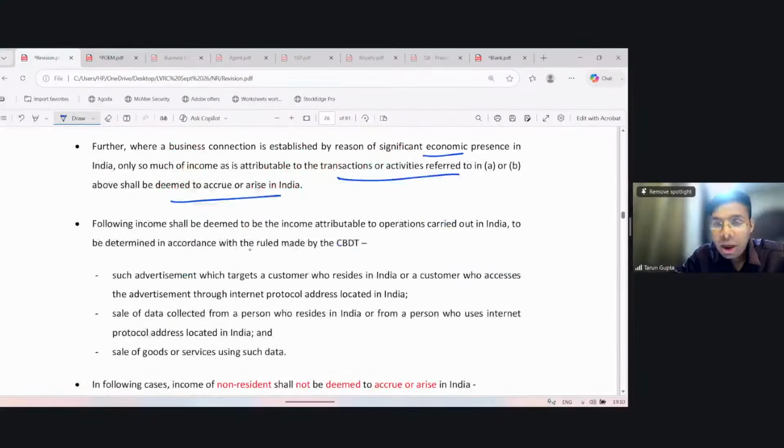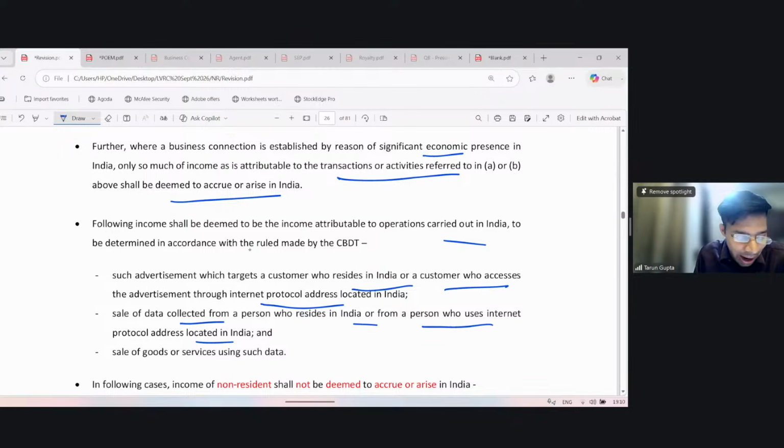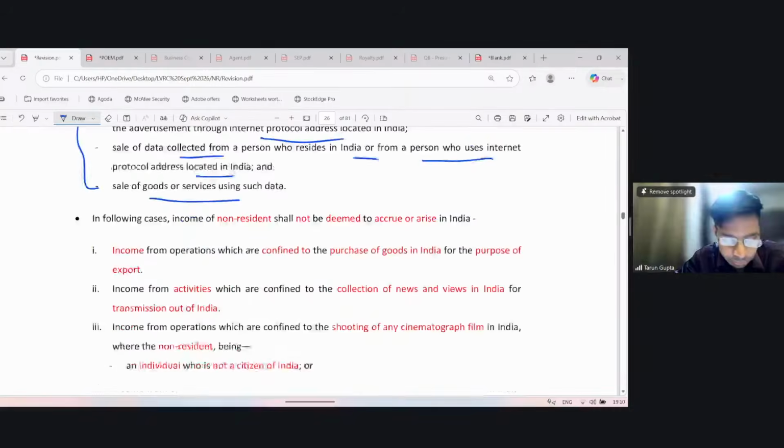The following income shall be deemed to be the income attributable to operation carried out in India, to be determined in accordance with the rules made by CBDT. So what are these transactions? Income from advertisement which targets a customer who resides in India or a customer who accesses such advertisement through an IP, Internet Protocol address located in India. Or transaction of sale of data collected from a person residing in India or from a person who uses an Internet Protocol, IP address located in India. And sale of goods or service using such data. The following income shall be deemed to be operation carried out in India. Right?